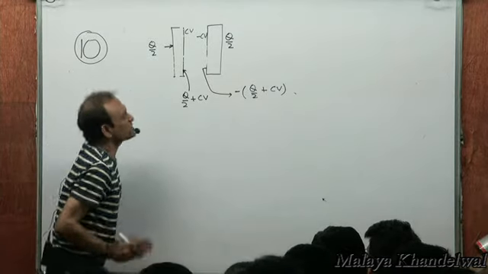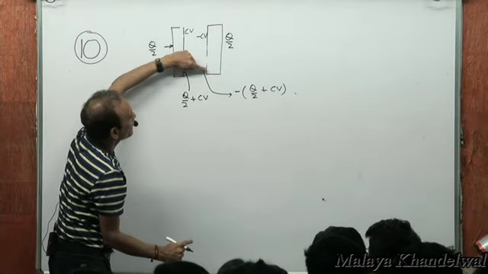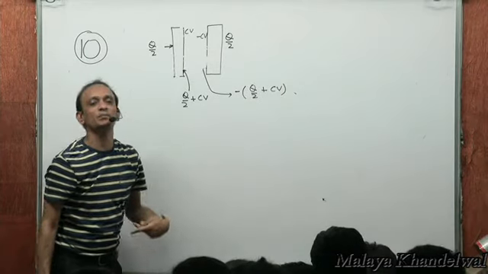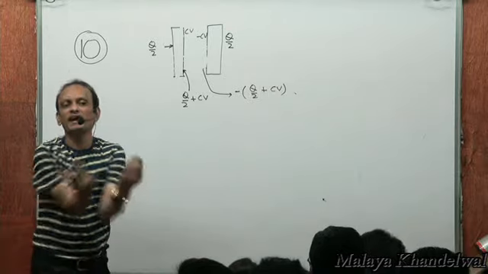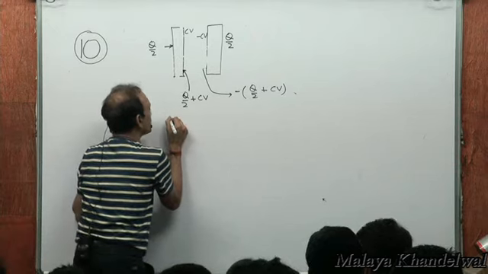So the final charge distribution is Q/2 + CV on this surface and -(Q/2 + CV) on this inner surface. And what determines the potential difference between the two plates? The charge on the inner surface divided by the capacitance. That's going to give me the potential difference. So what's the potential difference?